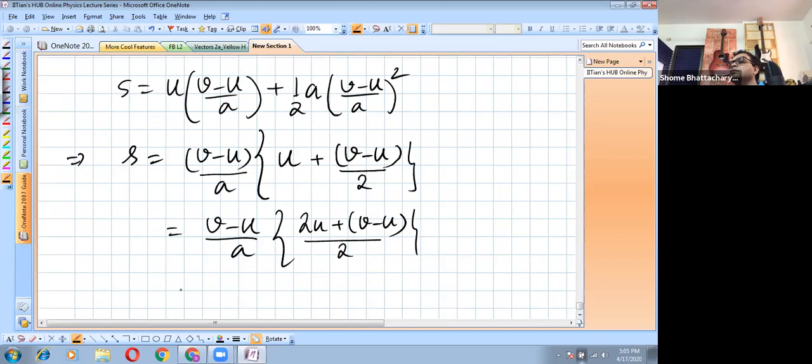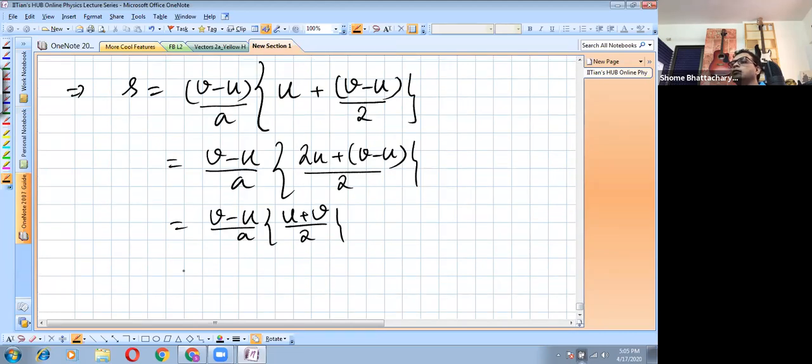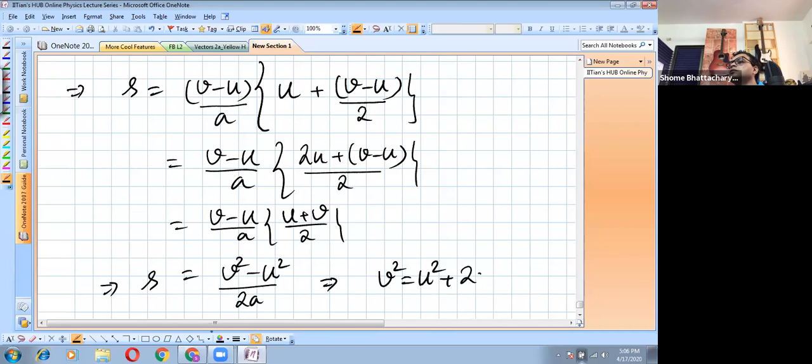For the next step, use that standard formula, a minus b into a plus b is a square minus b square. So we get v square minus u square upon 2, and this is nothing but s. Now cross multiply and invert this relation. So you get v square is equal to u square plus 2as, which is the all important third equation of motion.